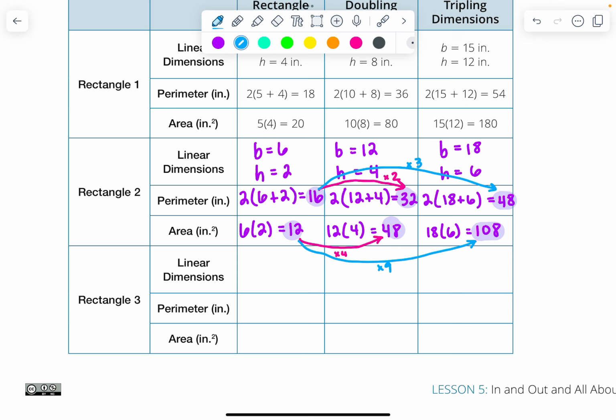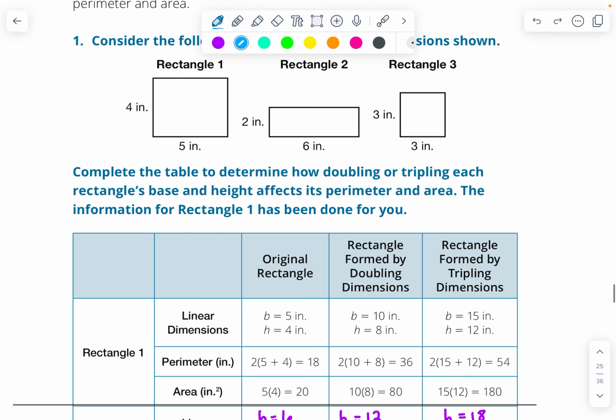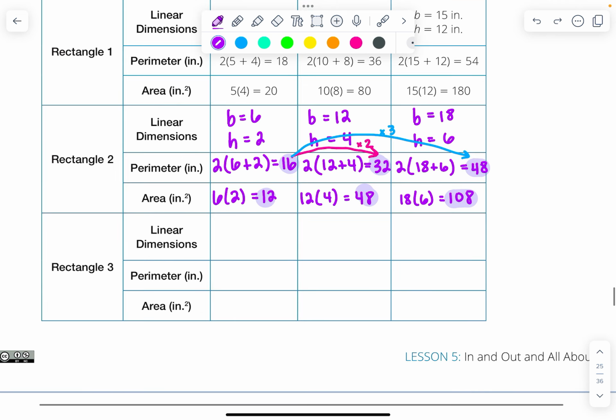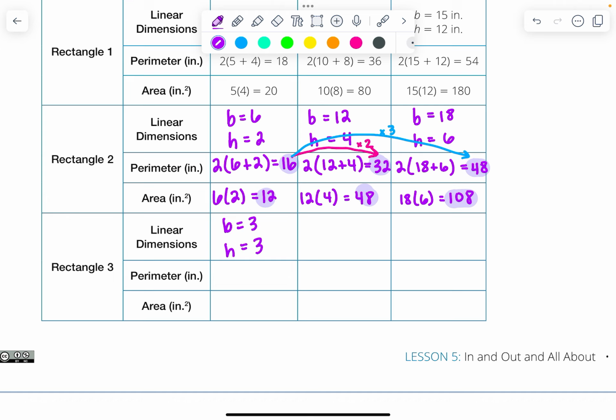Let's take a look at the next one. So for the last rectangle, it is a 3 by 3, which is a square. A square is a type of rectangle. So the base is 3, the height is also 3. The perimeter would be 4 times 3, since all sides of a square are the same. We can just multiply by 4. And then the area would just be base times height, or side squared, which would give us 9.